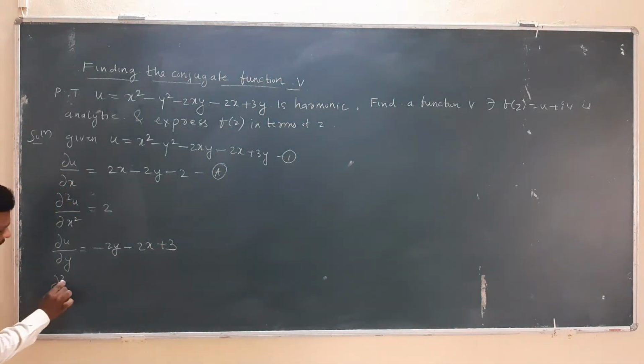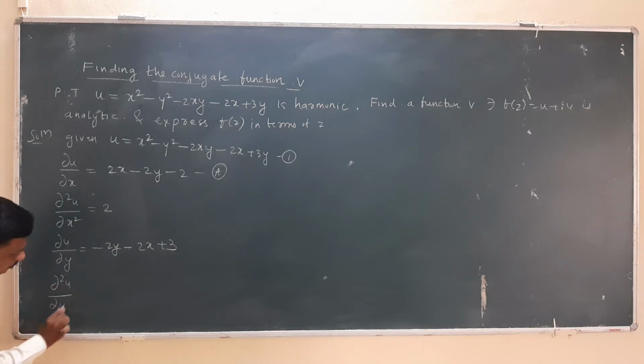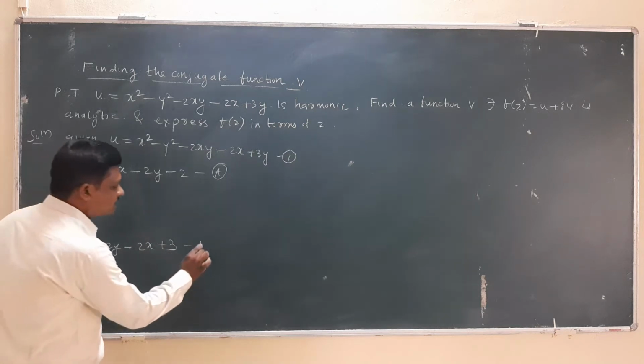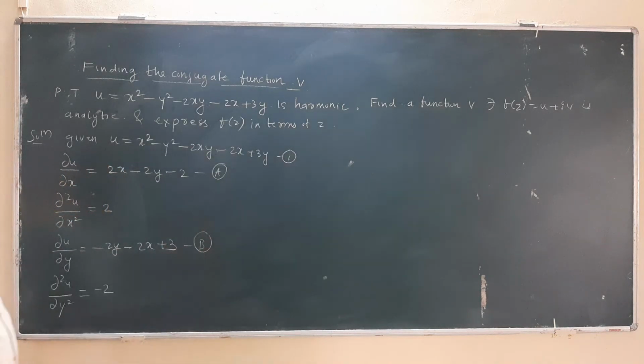So dou square u upon dou y square. Derivative of minus 2y is minus 2. Derivative of 2x is 0 and derivative of 3 is 0. I need this result also, therefore I will take this one as equation number b.